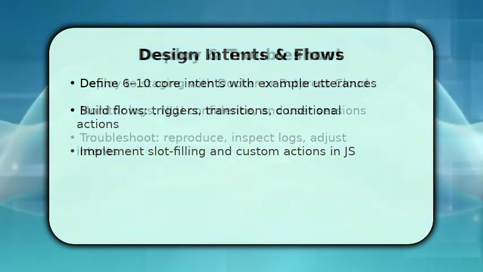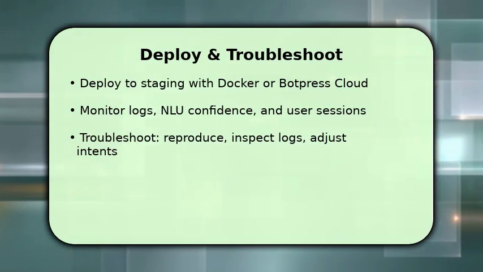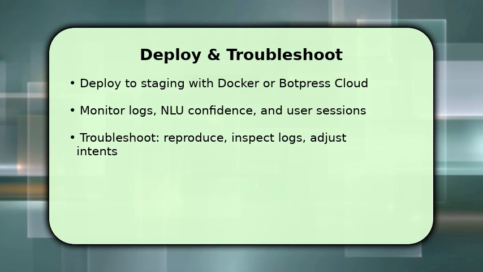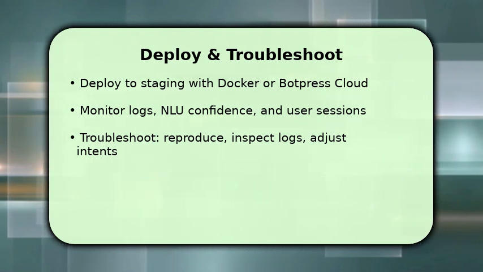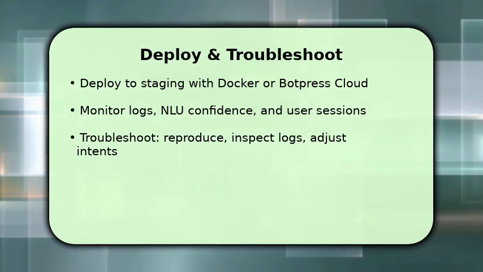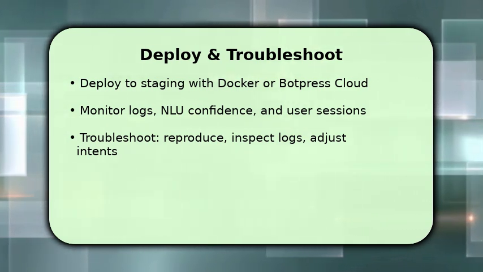Finish by deploying to staging using Docker or Botpress Cloud and wire your channel connectors like web chat or Telegram. Verify environment variables, secrets, and webhook endpoints. Monitor runtime logs, NLU confidence scores, and active user sessions to spot failures early.